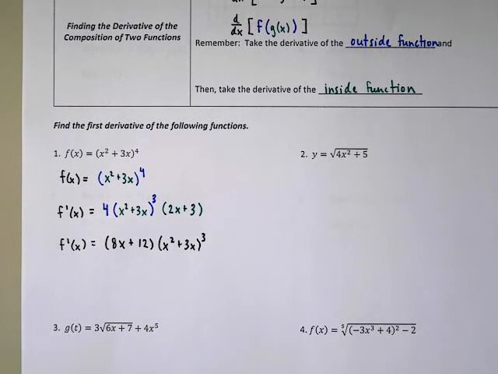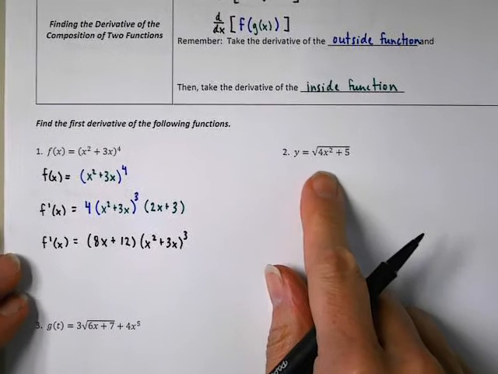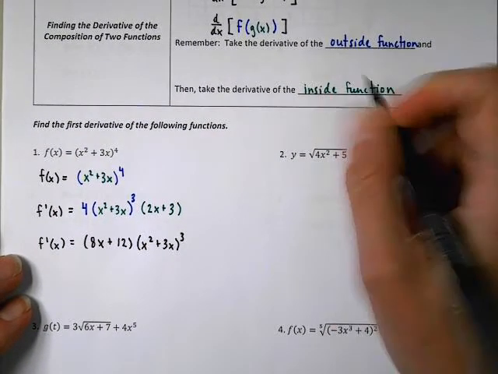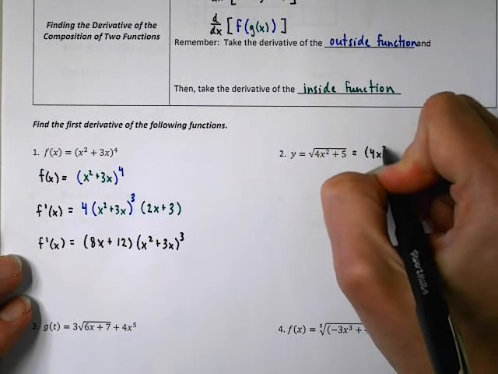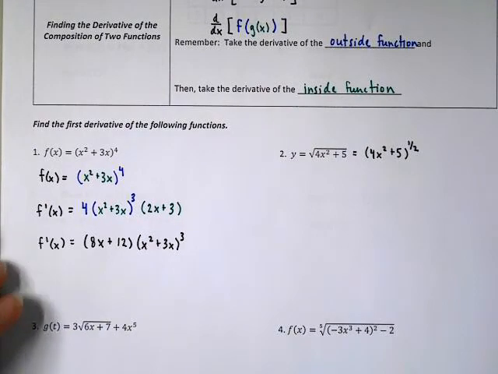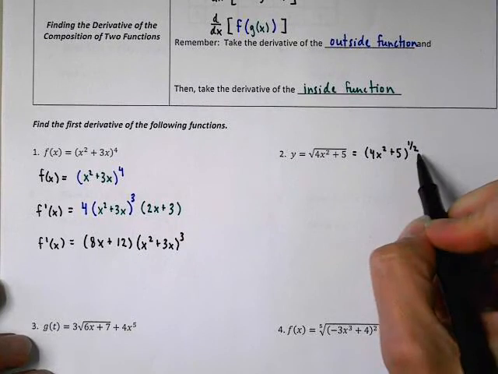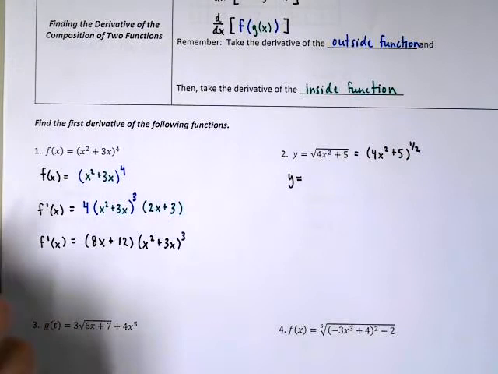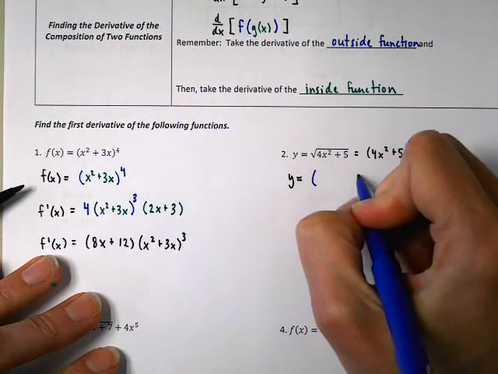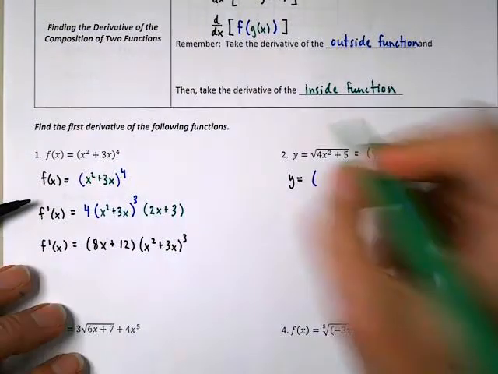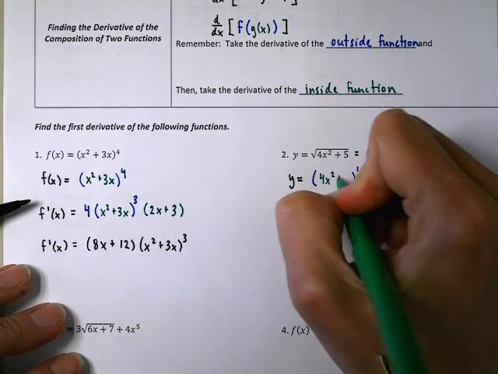All right, let's look at number 2. Now the first thing I'm going to do here is change this radical to a rational exponent. So I know this is the same as 4x squared plus 5 to the 1/2. So this example is going to be really similar to number 1, except now our exponent is just a fraction. So again, I'm going to rewrite this, and I'm going to use color to show the outer function, which is everything to the 1/2. And my inner function is 4x squared plus 5.